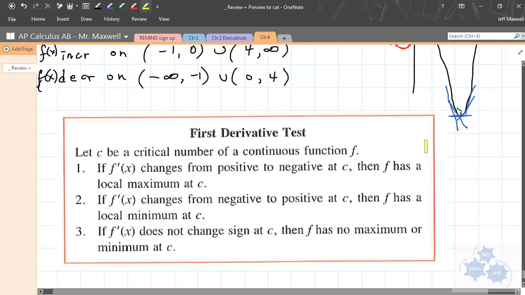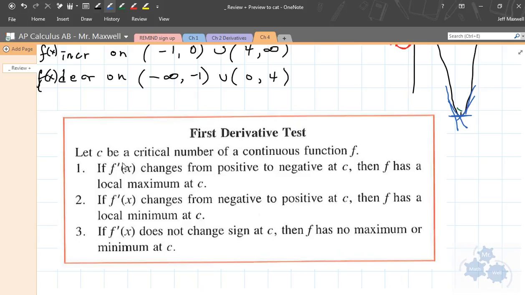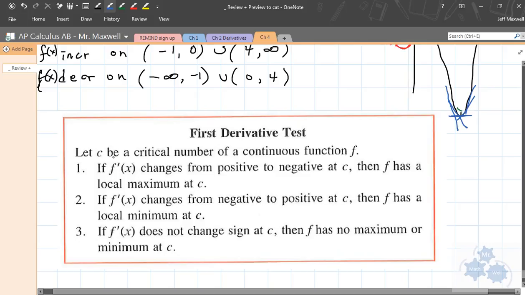The first derivative test. So when the derivative changes sign from positive to negative at a critical number c, then the function f has a local maximum at that c. So think about positive, positive, positive to 0, critical number, that's what makes it a critical number, 0. Then it goes to negative, negative, negative. That is a local maximum. See that?